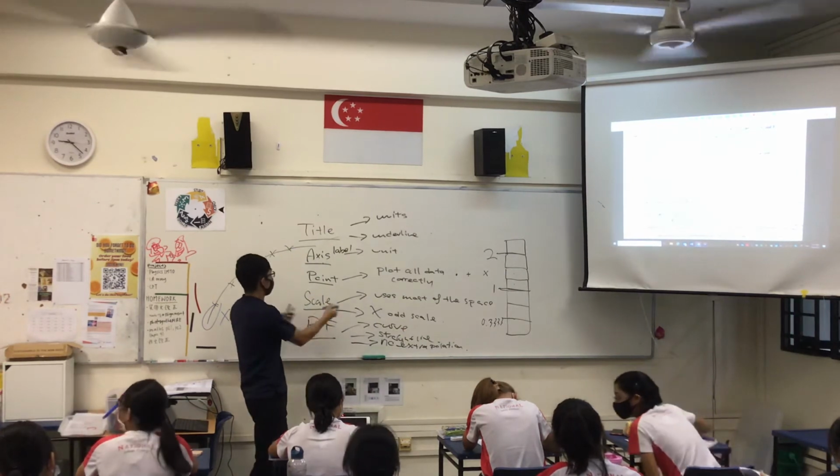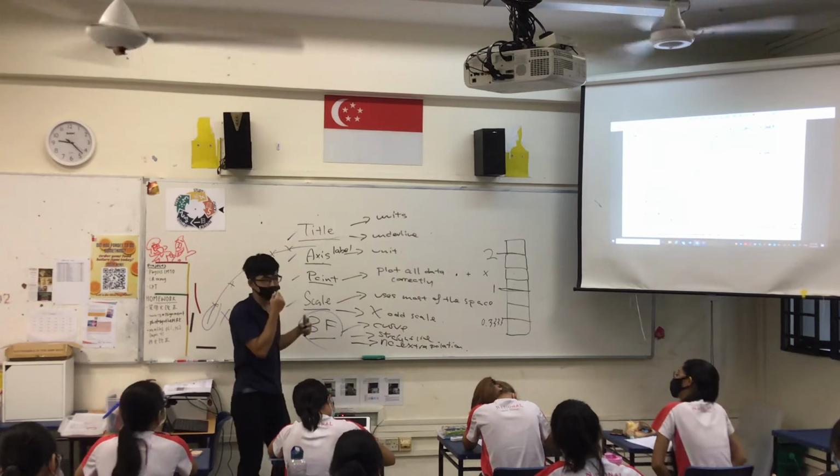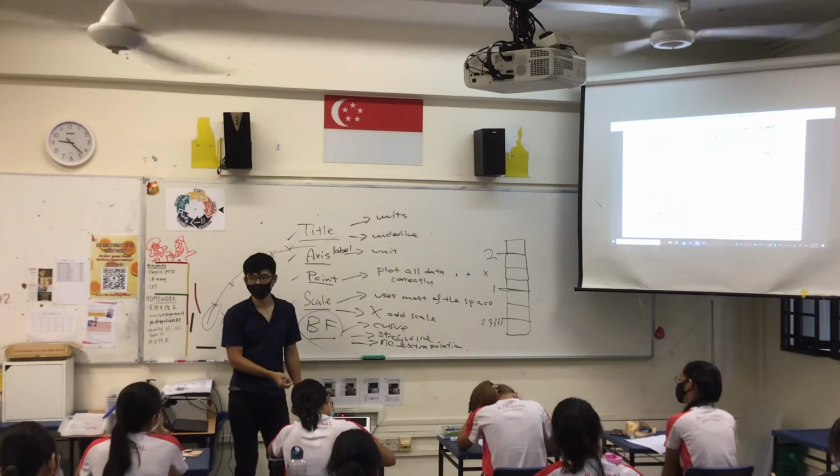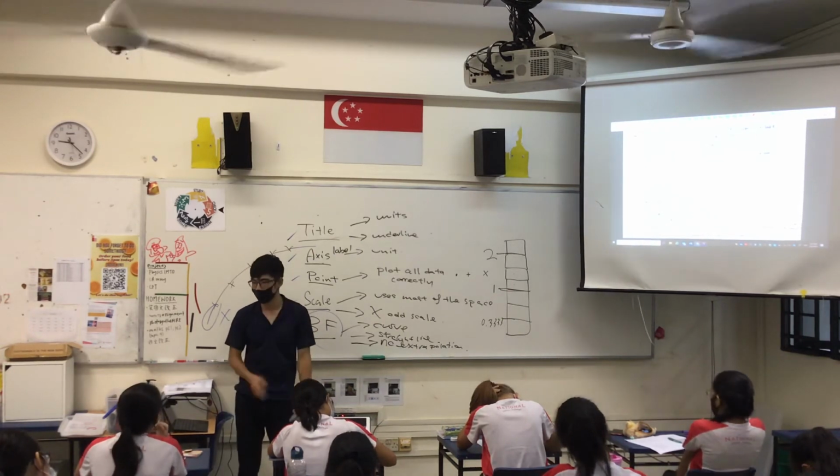So actually you can get 1, 2, 3, 4. You don't know how to draw the graph? Okay, it's not the end of the world. These four I actually feel are very easy to accomplish.